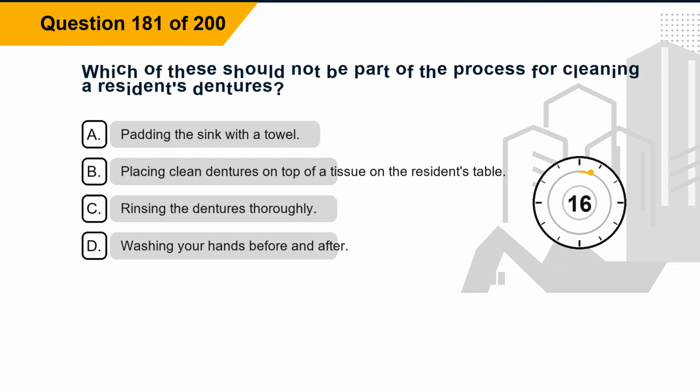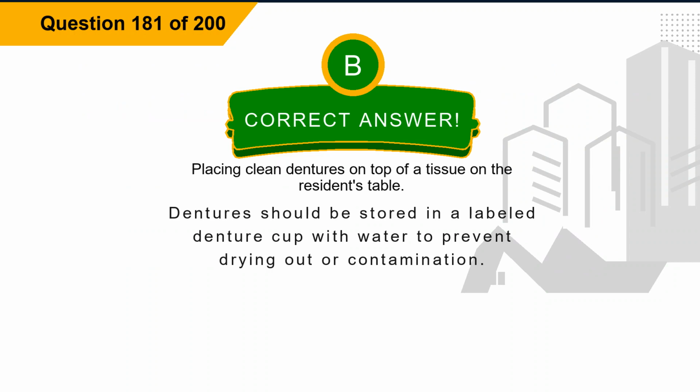Question 181. Which of these should not be part of the process for cleaning a resident's dentures? Option A. Patting the sink with a towel. Option B. Placing clean dentures on top of a tissue on the resident's table. Option C. Rinsing the dentures thoroughly. Option D. Washing your hands before and after. The correct answer is option B. Placing clean dentures on top of a tissue on the resident's table. Explanation. Dentures should be stored in a labeled denture cup with water to prevent drying out or contamination.